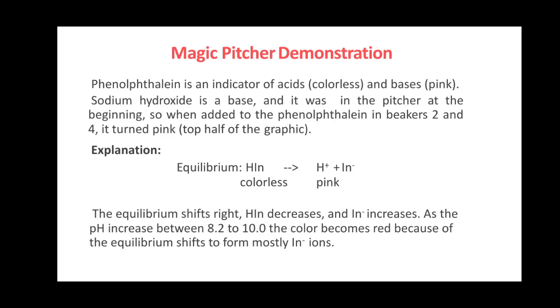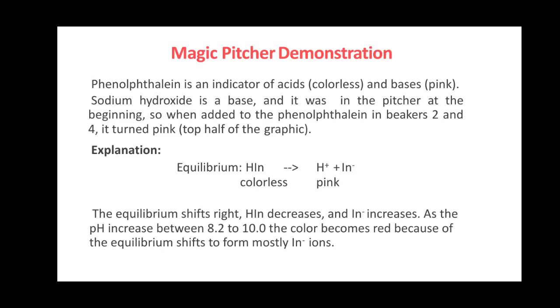So in these indicators, one demonstration experiment will be shown as a magic picture demonstration. Here phenolphthalein is an indicator that is colorless in acids and pink in bases. Sodium hydroxide is a base and it was in the picture at the beginning. There we are taking 4 beakers where we are adding phenolphthalein to an acid. When added to the phenolphthalein in beakers 2 and 4, it turned pink.